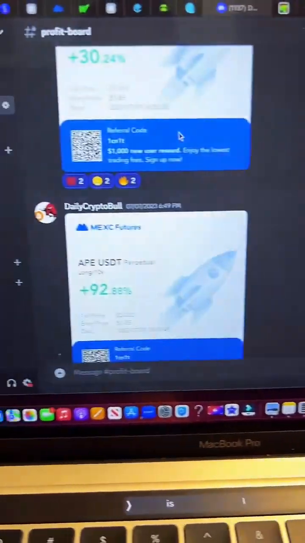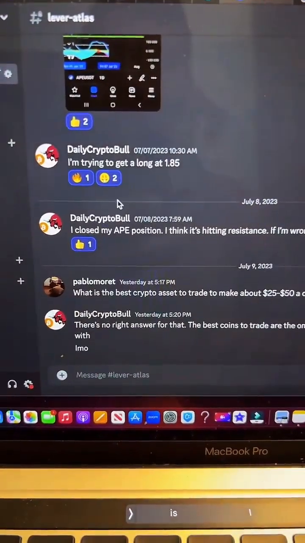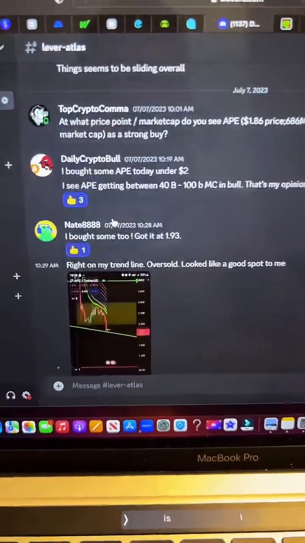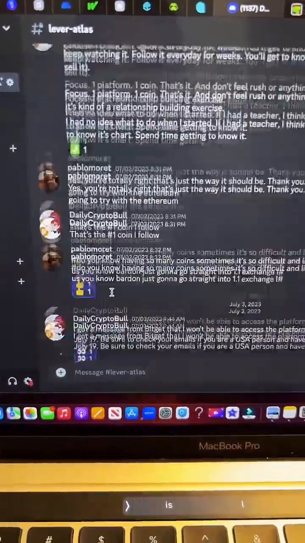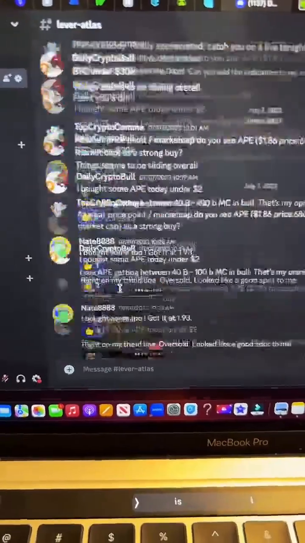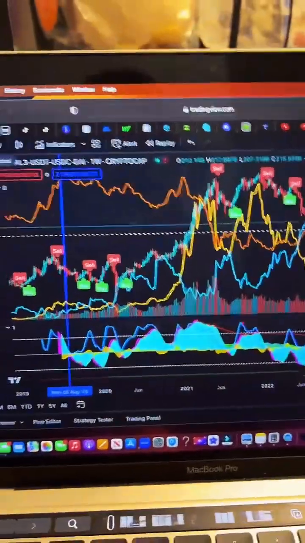And here, a little taste of the Discord. Here's our profit board. And here's the actual Discord over here. I dropped that trade I was doing. We're sitting here dropping other things. We're having conversations with each other. And everyone in here is very, very serious. This isn't a super noisy Discord, right?